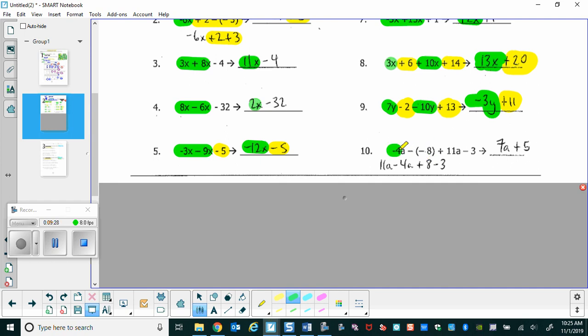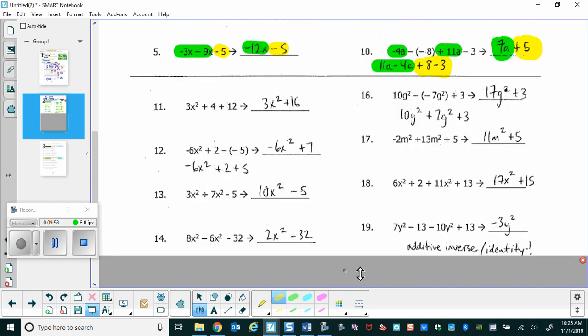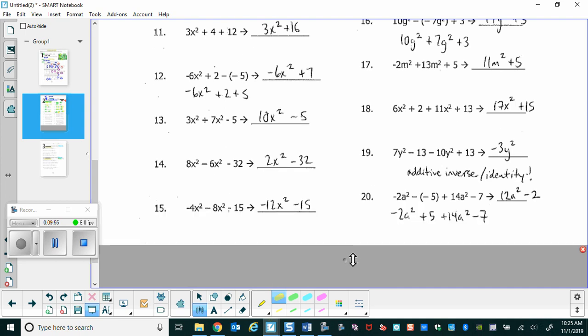So you've got your 4 A's that are negative and your 11 A's. And you can just think of it as 11 minus 4A, and that's how I got this 7A. And then we've got our +8. 8 minus 3 is +5. So that's why the constant here is a +5. So if your answer is positive, your constant's positive, and if your answer was negative, your constant would have been a negative.